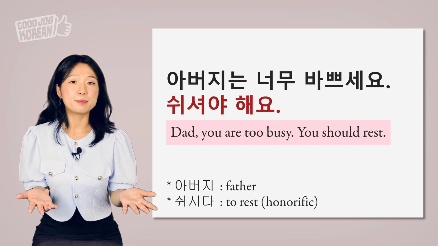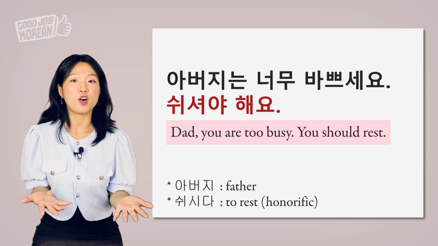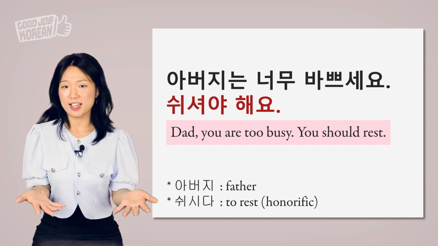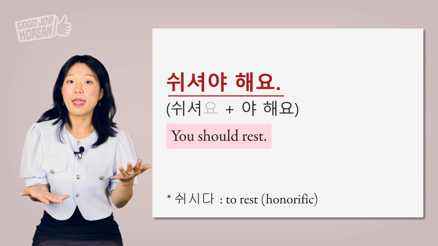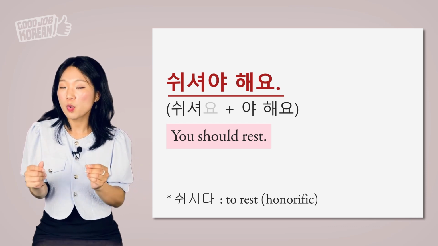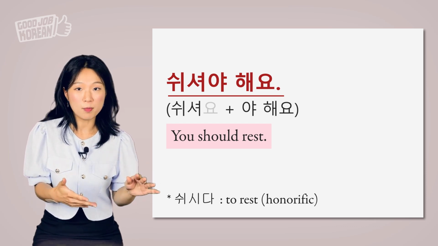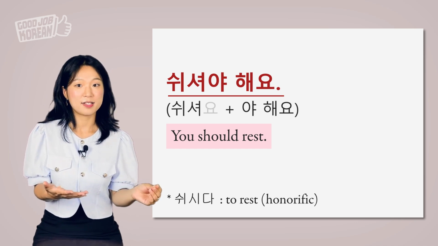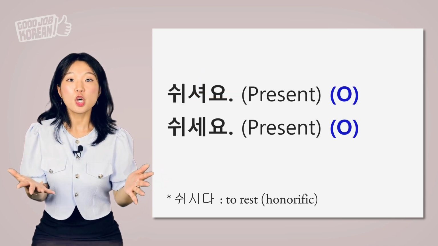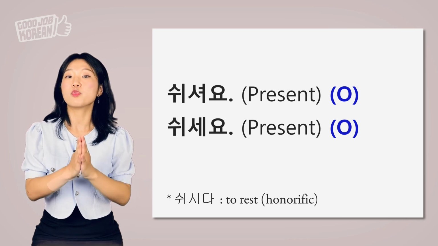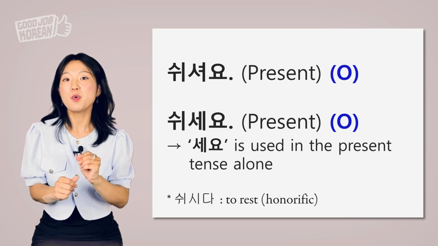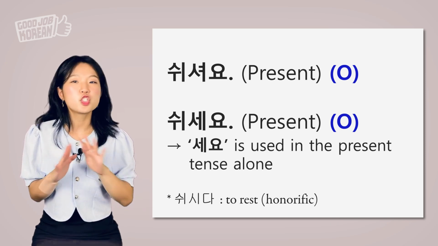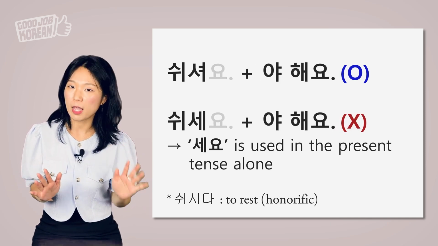아버지는 너무 바쁘세요. 쉬셔야 해요. It means that you're too busy. You should rest. In 쉬셔야 해요, present tense without 요 plus 야 해요 form is used with honorific form 쉬시다. 쉬세요 and 쉬셔요 are both the present tense of 쉬시다. But since 세요 ending can be only used in the present tense alone, you shouldn't say 쉬세야 해요.